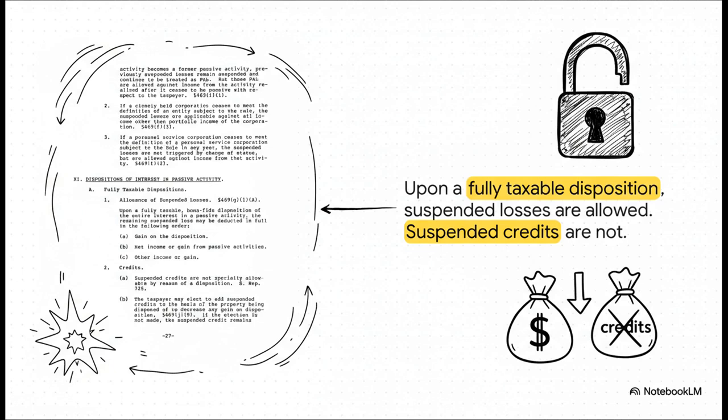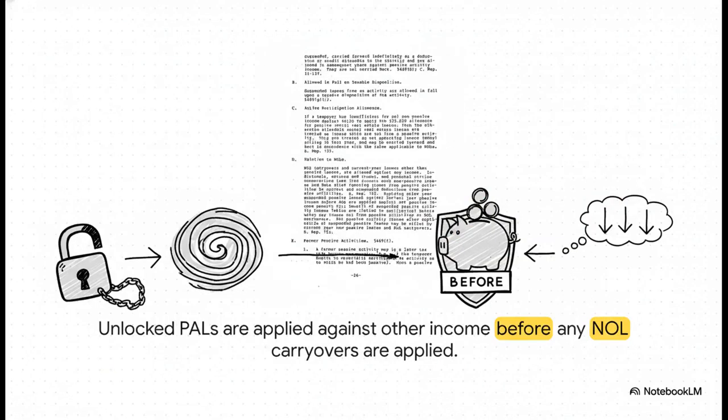They're still stuck. And here's another one of those crucial ordering rules that can have a huge impact on tax planning. When you finally release those suspended PALs, they jump to the front of the line. You apply them against your other income before you use any net operating loss or NOL carryovers. This is a big deal because a huge release of passive losses could actually create or increase your NOL for the year, which you can then carry to other tax years.